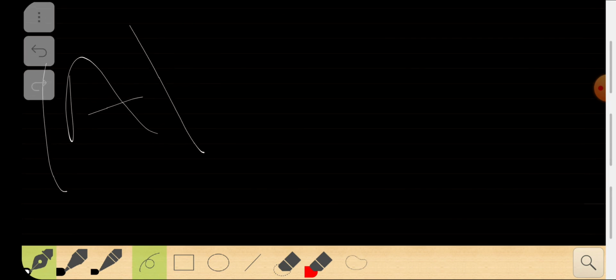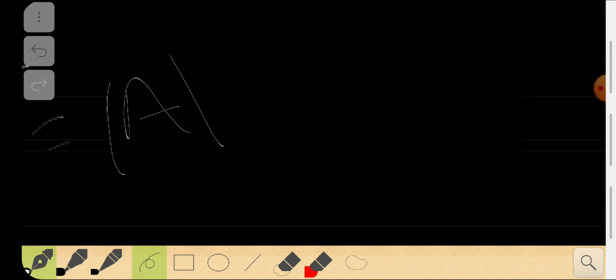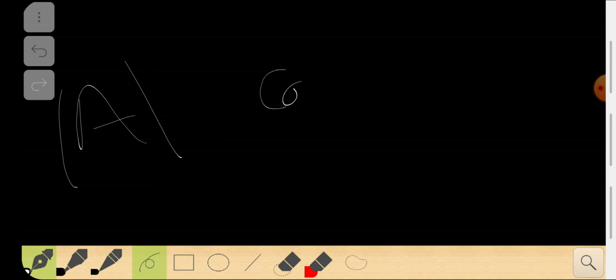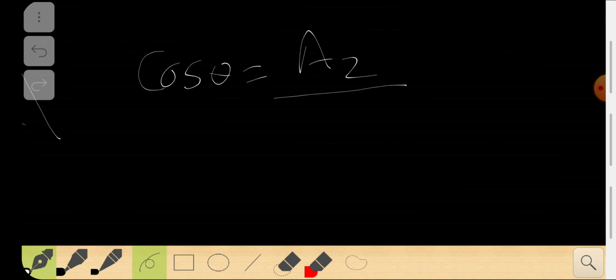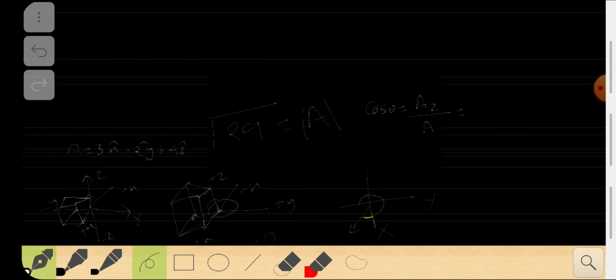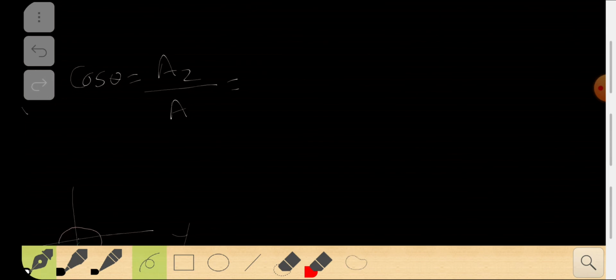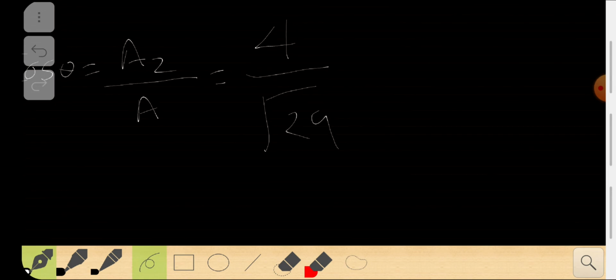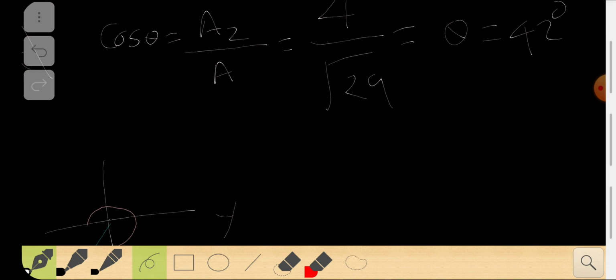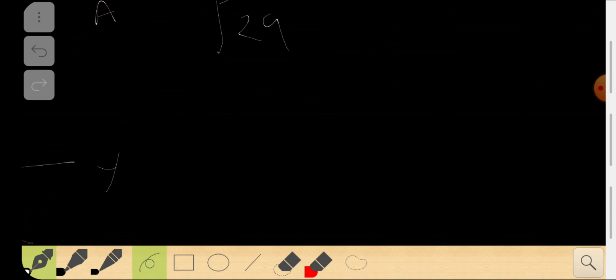Now cos theta will be Az divided by the magnitude of A. You can look back at the equations if you want. So the Az component will be 4, so cos theta is 4 by root of 29. I've done this already, so theta will be around 42 degrees. From now onwards you have to refer to the earlier work that we have done, as I cannot always look back.